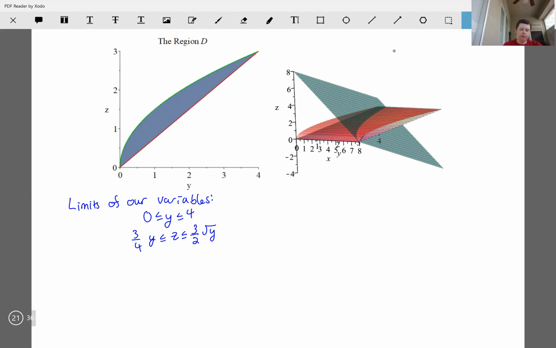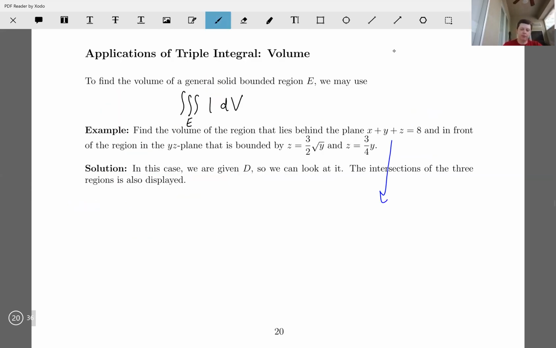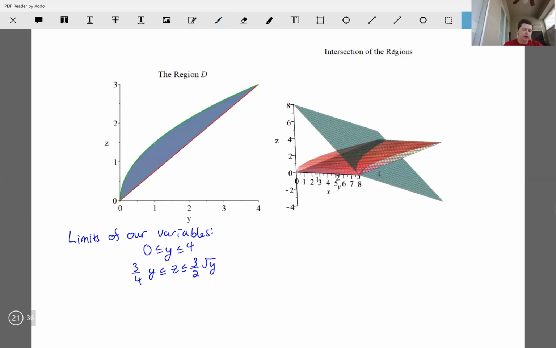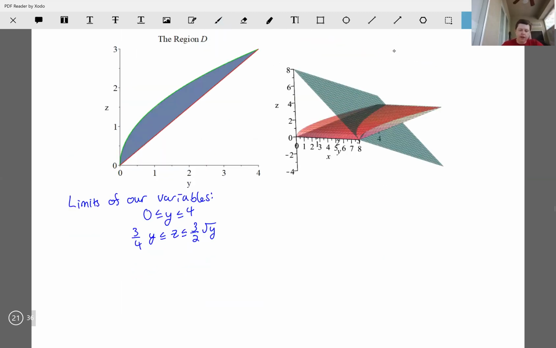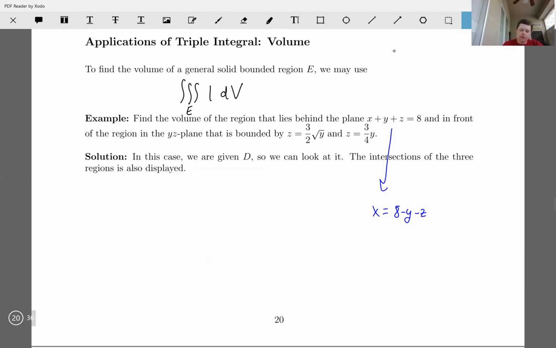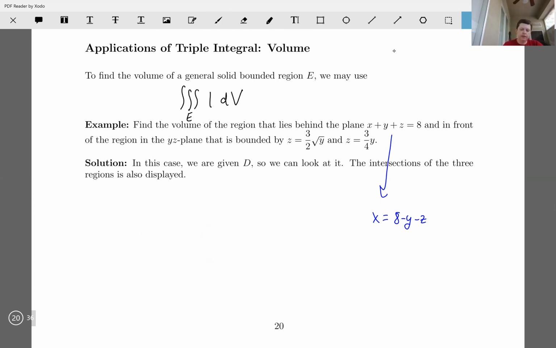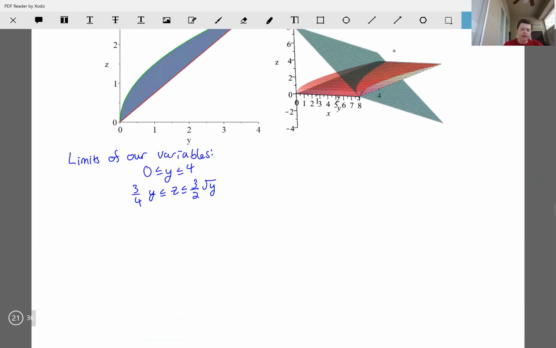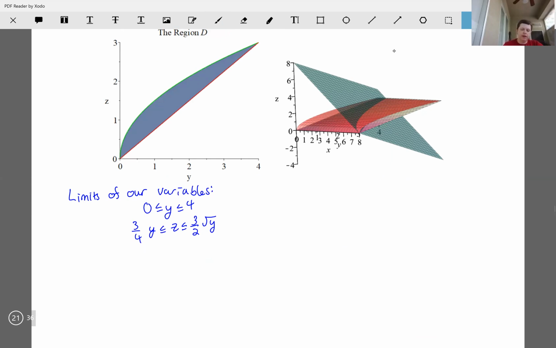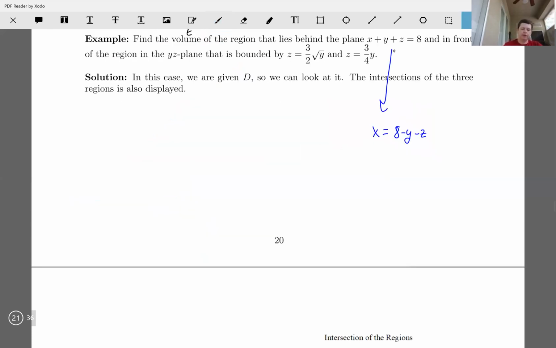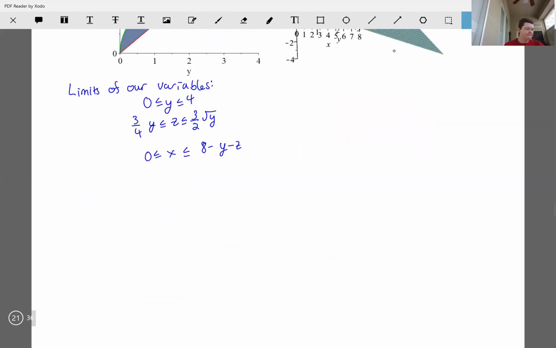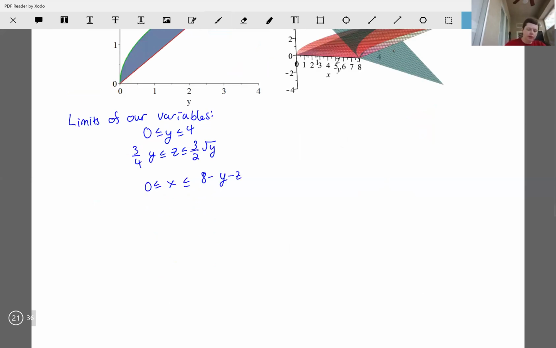So now we just go back. Our plane is x plus y plus z is equal to 8. So x is equal to 8 minus y minus z. And so we could see from our graph that the region lies behind the plane and in that region. So we see that x is going to be greater than or equal to 0, just by looking at our picture, right, in that region. And it's bounded by the plane, 8 minus y minus z, because we solved here. So that's the deal. All we have to do now is set up our triple integral and solve.